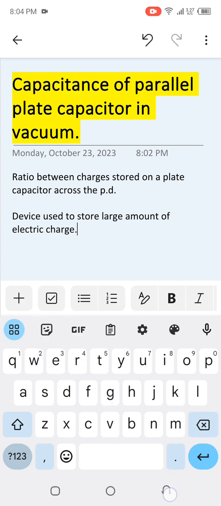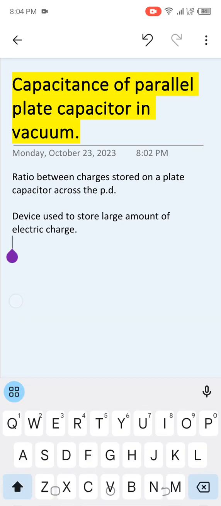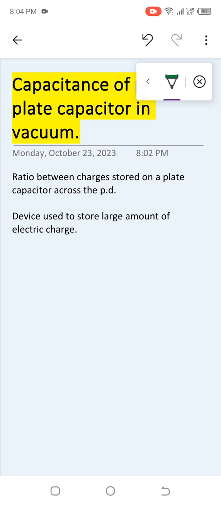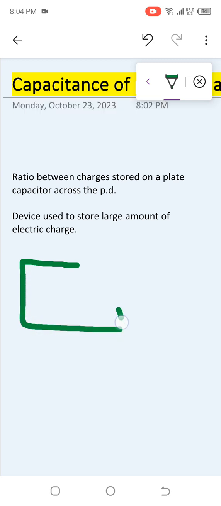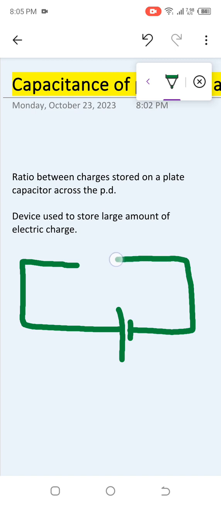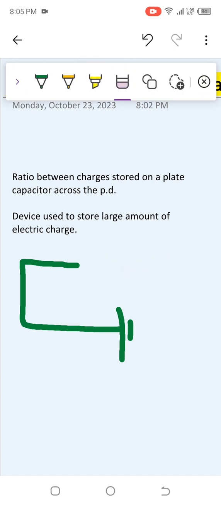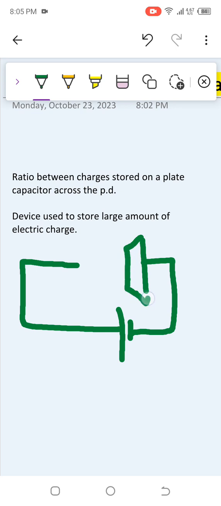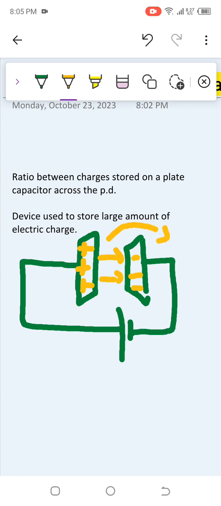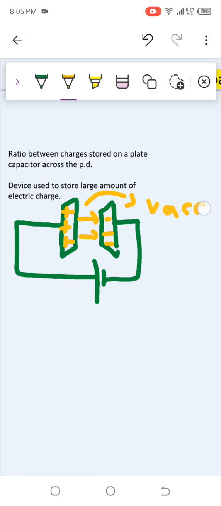Okay. So here first of all I'm gonna draw the circuit through which we can understand the capacitance of parallel plate capacitor in vacuum. Here we have positive charges. Here we have negative charges. The field is always from positive to negative, and this place between two charges is vacuum, or we can say air.